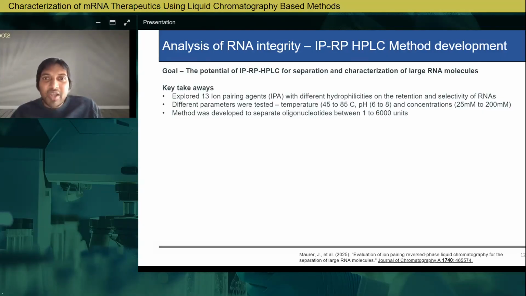They tested different parameters: temperatures from 45 to 85 degrees, pH from 6 to 8, and concentrations of these different ion pairing agents from 25 to 200. The method was developed to separate oligonucleotides from 1 nucleotide to 6,000 nucleotides. I just want to show some of these figures.